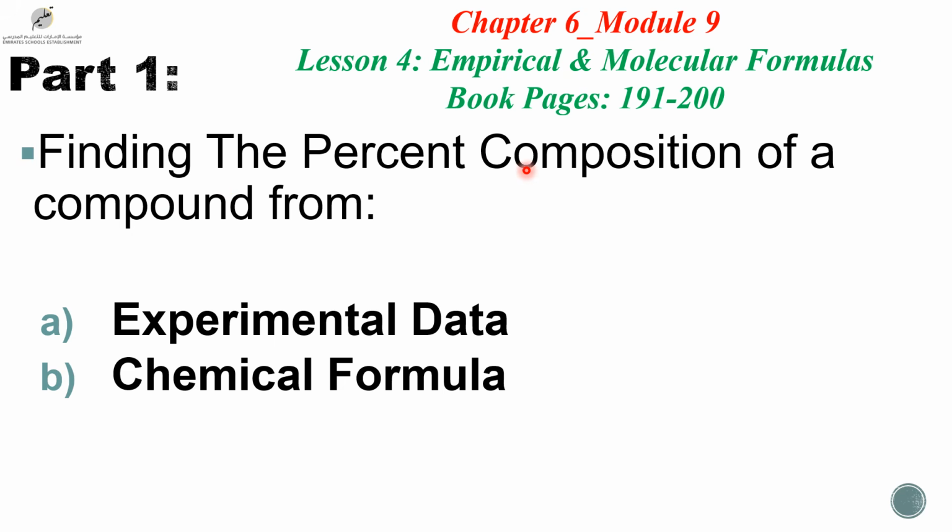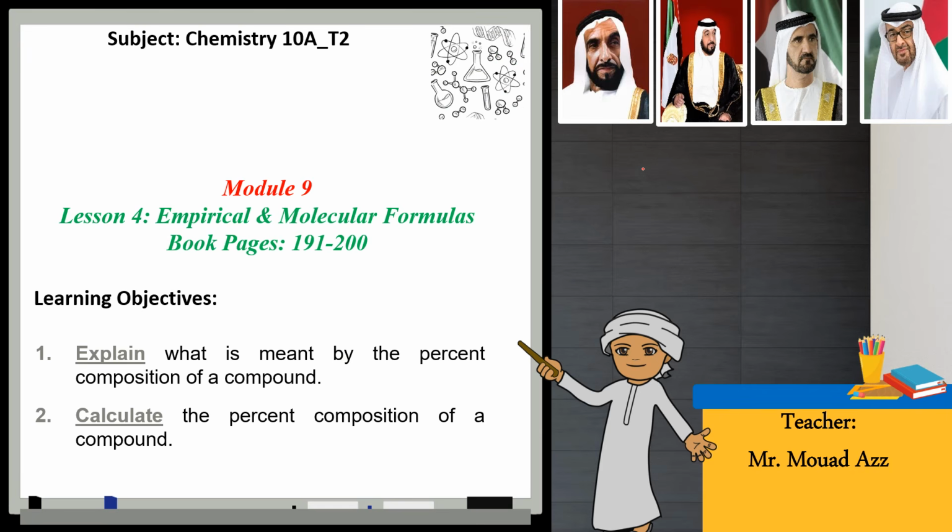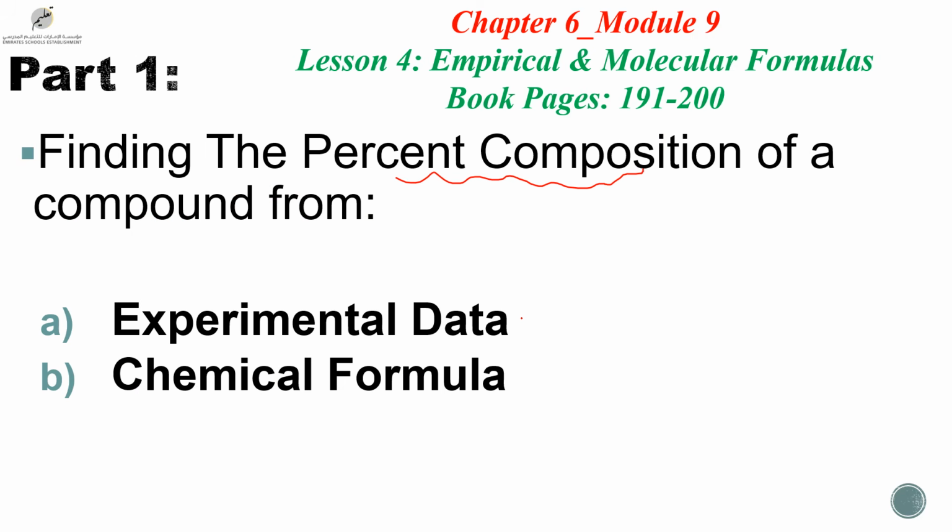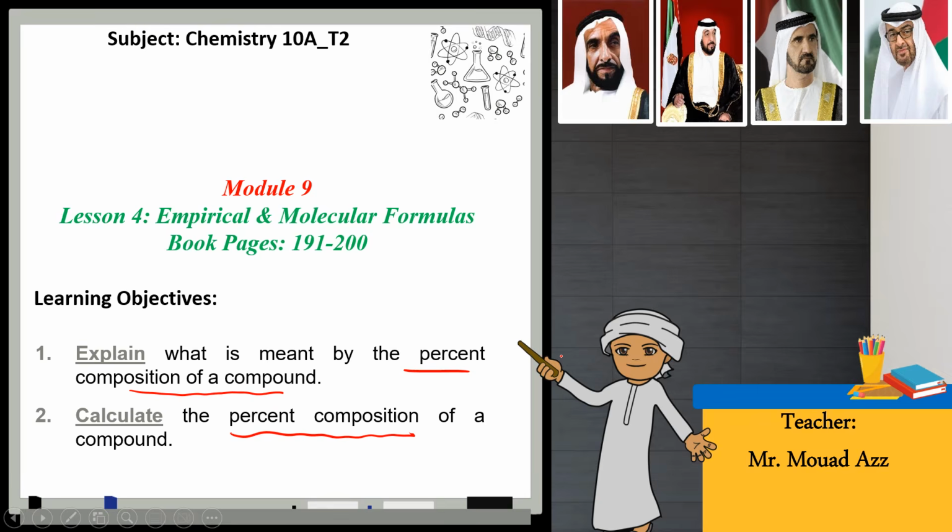In this first part, we will find the percent composition of a compound from experimental data and chemical formula. What does percent composition mean? We are going to look at that in the next slide. We are going to explain what's the meaning of percent composition of a compound, and we will learn how to calculate the percent composition of a compound from experimental data and from the chemical formula.